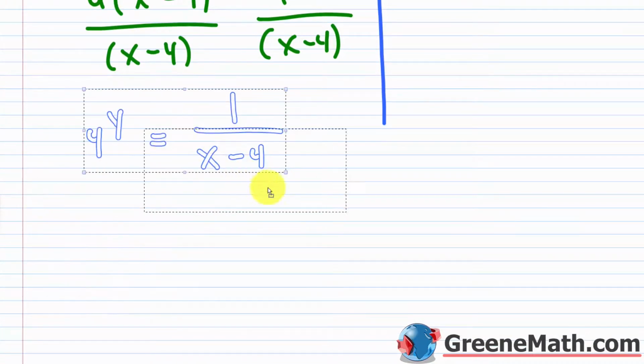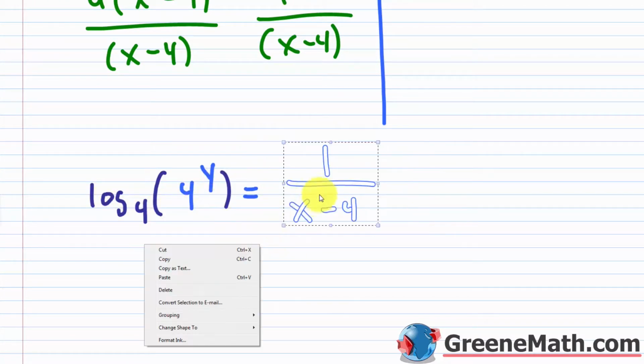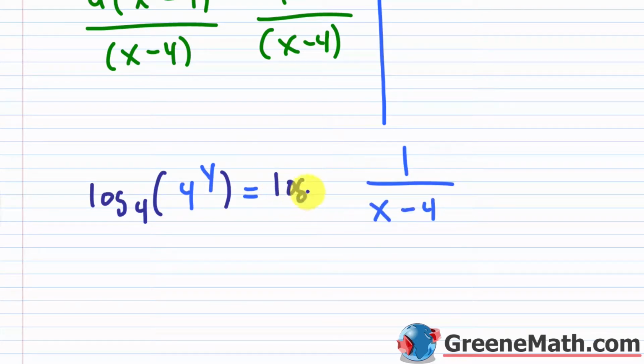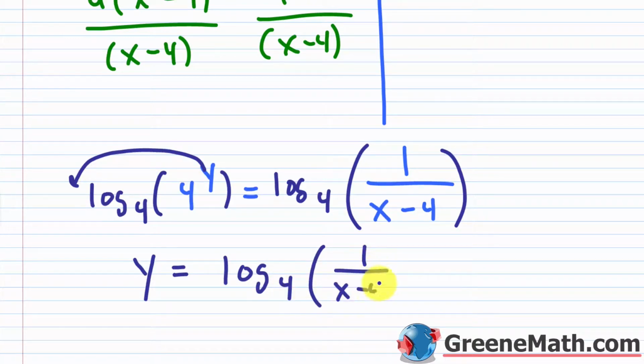So let me just move this over, and I'll say that I have log base 4 of this guy. And let me slide this over, and I'll say I have log base 4 of this guy. Okay, so we know that this is just going to come down, and this part's 1. So I get that y is equal to log base 4 of 1 over x minus 4. Okay, and this I can replace with f inverse of x, and I'm done. So I get f inverse of x equals log base 4 of 1 over x minus 4.